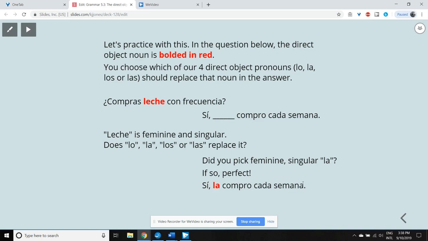Okay? If you focus on the gender and number of your direct object noun, you will be able to produce the direct object pronoun correctly every single time. So please, trust the Spanish, stay in Spanish, don't go back and forth from Spanish to English. That's not going to help you. I know this might seem difficult, but if you just accept it as it is, you will be able to master this.